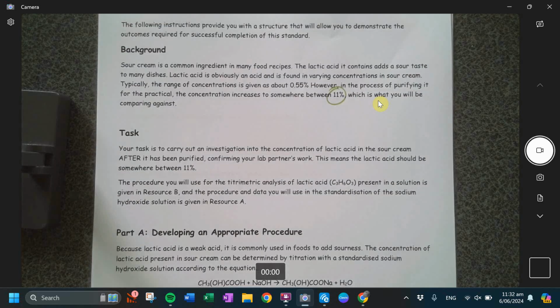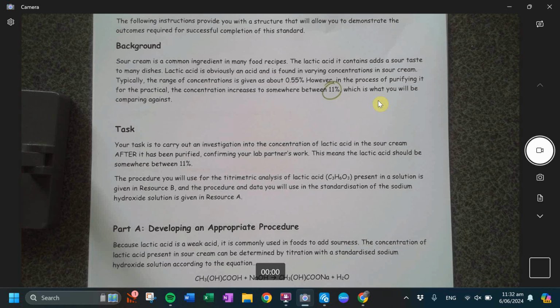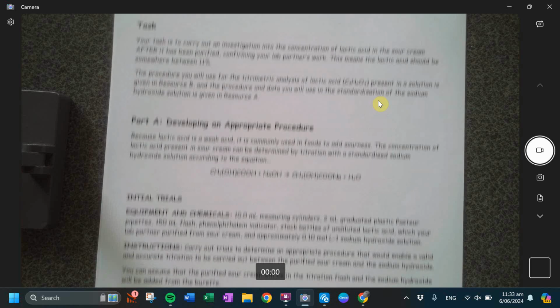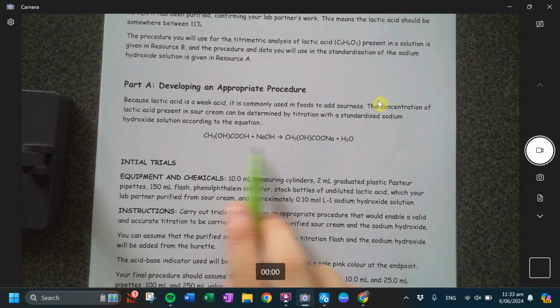All right. So you are going to be carrying out an investigation to prove that it has been purified correctly and it is at 11%. So the procedure of this titration is going to be given to you, but we want to first see if you guys can write the procedure for it and then check it against it. So here's our chemical equation.